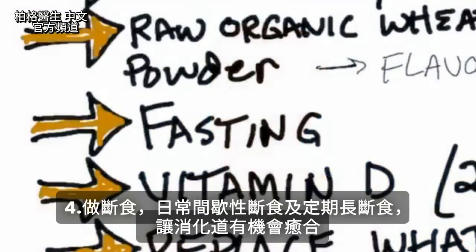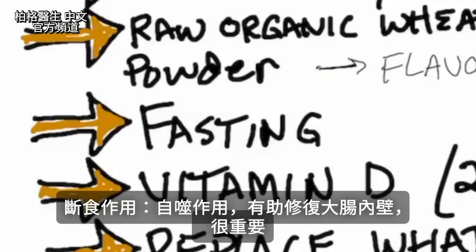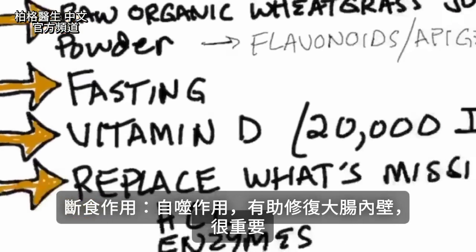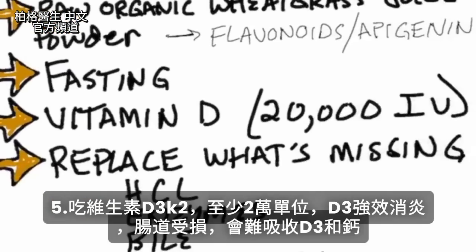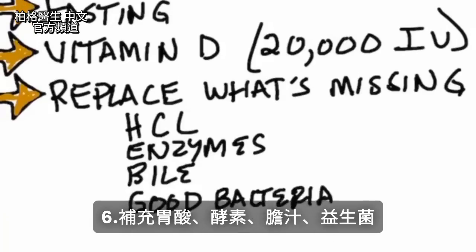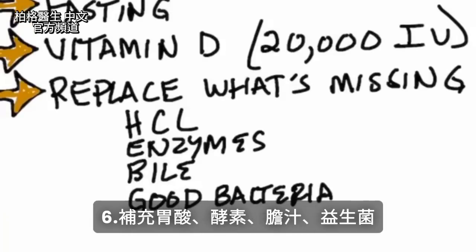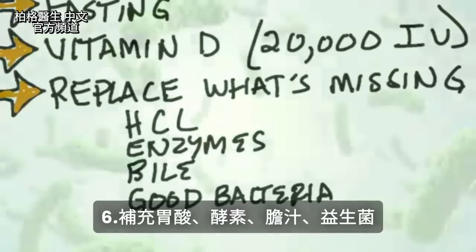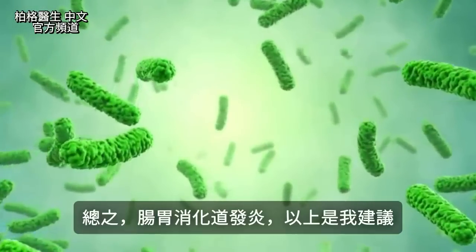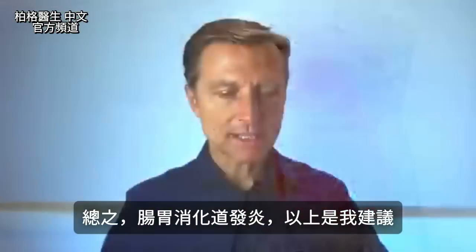Okay, the next thing you need to do is fasting, okay? Definitely regular intermittent fasting as well as periodic prolonged fasting. That's going to give the digestive tract a chance to heal. You're going to create a condition called autophagy, which is going to help repair the lining of your colon, very important. Vitamin D, at least 20,000 IUs because it's a very powerful anti-inflammatory. And if you have gut damage, you're going to have a more difficult time absorbing vitamin D as well as calcium. And then you also want to replace what's missing. Let's say you're low in hydrochloric acid, or you're low in enzymes, or you're low in bile, or you're low in your good bacteria. So anyway, that's my recommendation if you have an inflamed digestive tract.